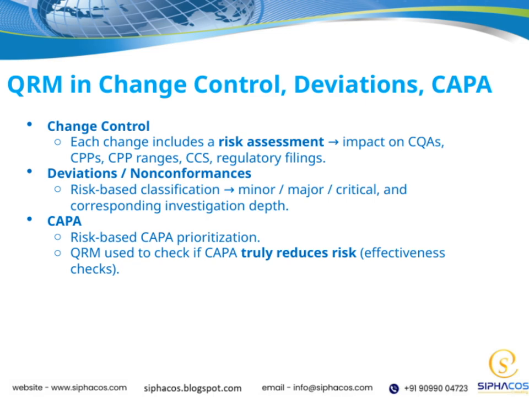For CAPA, we prioritize actions based on the level of risk involved. Higher-risk issues get more immediate and extensive attention. To make sure our CAPA is effective, we use quality risk management tools to verify whether the actions taken truly reduce the risk. These are our effectiveness checks. And of course, we apply QRM not just in change control, but also in managing deviations and CAPA processes. This integrated approach helps us ensure that every step we take effectively minimizes risk and maintains product quality.